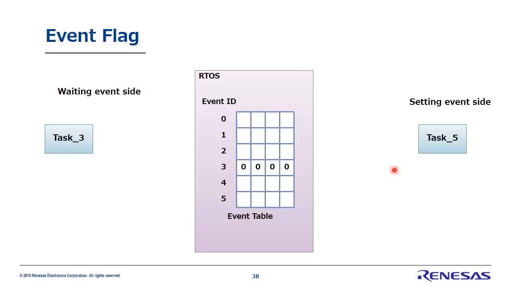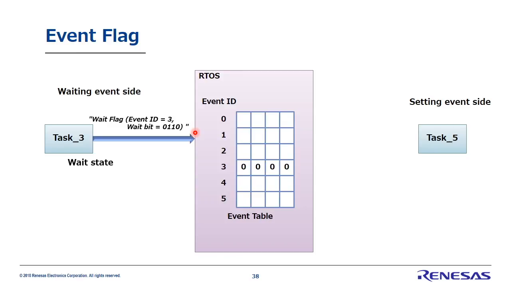Task 3 invokes the wait flag API. The event ID used is 3. The awaited flag pattern is 0110. When an API is invoked, RTOS refers to event 3 in the event table. And since the pattern differs from the one indicated, it moves task 3 into waiting. At this time, just like with a semaphore, task 3 is enqueued into the event ID 3 wait queue.